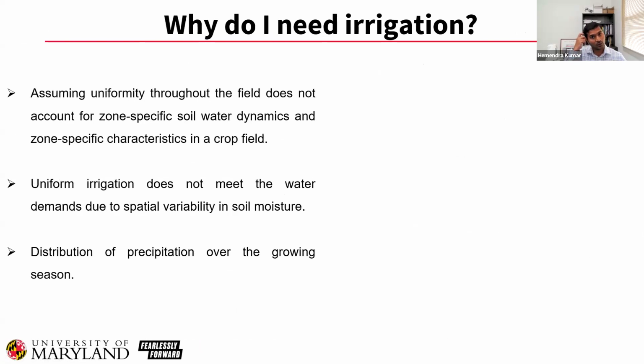So the first question is, why do we need irrigation? Of course, when you think that everything is uniform in a field, we are already making some wrong assumptions, because the field can vary in terms of the variability of the soil water dynamics, meaning how water is flowing within the soil layers does not mean that everything is happening uniformly throughout the field. Another way to see it, uniform irrigation: if you have a 300-acre field and you apply the same amount of water, let's say 1 inch, you are going to apply 300 acre-inches of water at a time.